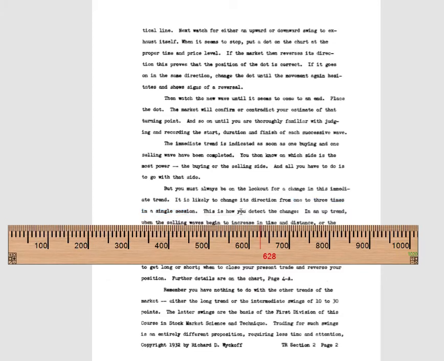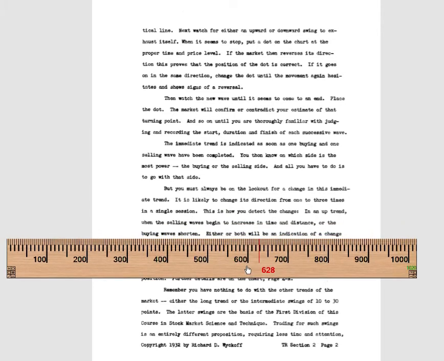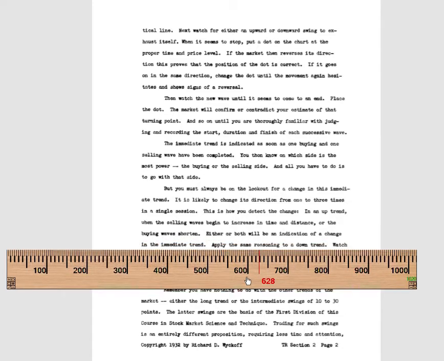This is how you detect a change. This is very important here. How do you detect that change in trend from up to down and down to up, which is supposed to happen 1 to 3 times a day? In an uptrend, when the selling waves begin to increase in time and distance, or the buying waves shorten, either or both will indicate a change in the immediate trend. So, two criteria. In an uptrend, when the selling waves begin to get bigger, begin to increase in time and distance, meaning lasting power and selling pressure, or the buying waves shorten.